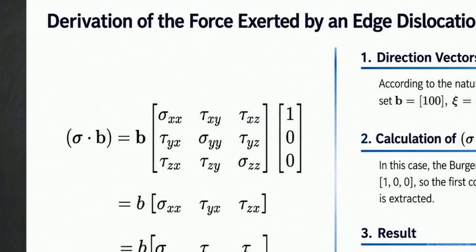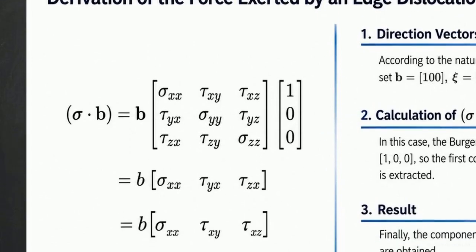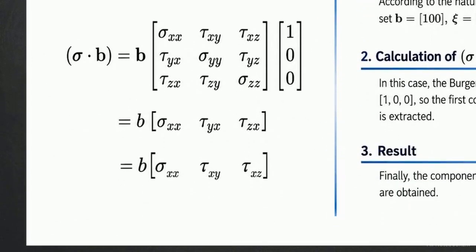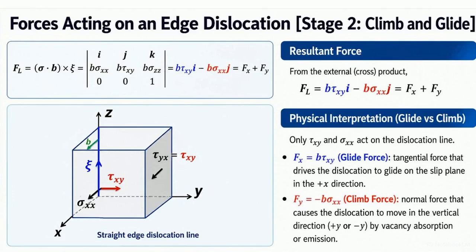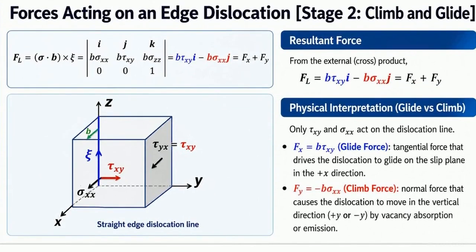In step 1 for the edge dislocation, the dot product uses a Burgers vector of 1, 0, 0. This operation extracts the first column of the stress tensor, which includes the normal stress in the x direction. We then calculate the final cross product to determine the force vector direction. The result is a force with two distinct components. These two components represent two different physical responses of the dislocation line.